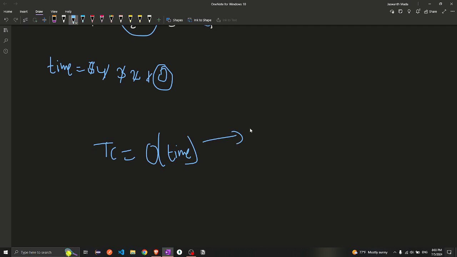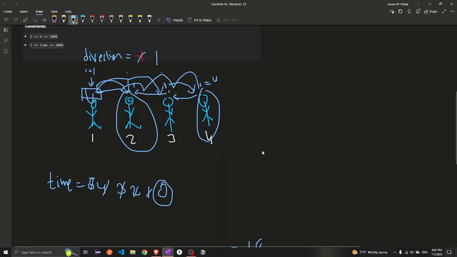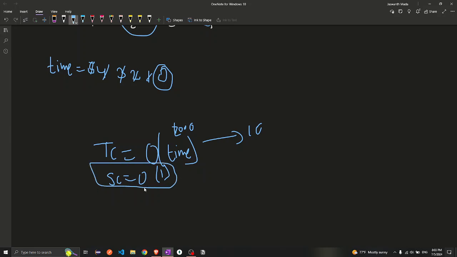If the time is 10, we're moving 10 times. Our loop is dependent on time, right? So if the time is 10, we will be moving 10 steps. If the time is 100, we'll be moving 100 steps. If the time is 1000, we'll be moving 1000 steps. So the time complexity is order of time. The space complexity is order of 1. Since we aren't using any extra space, the space complexity is order of 1.